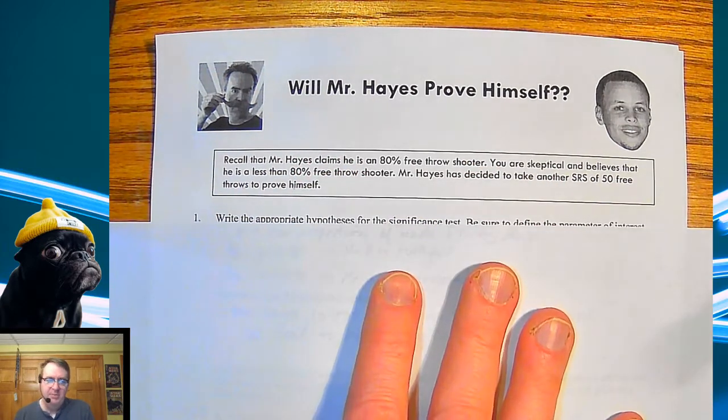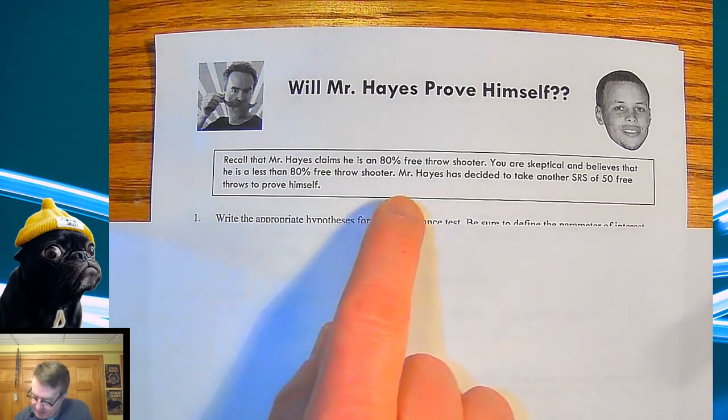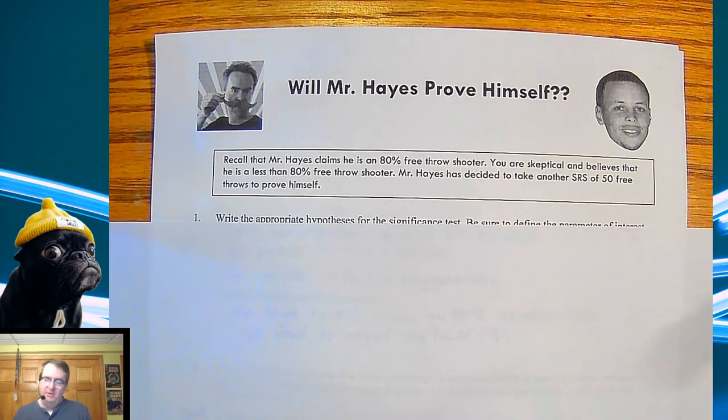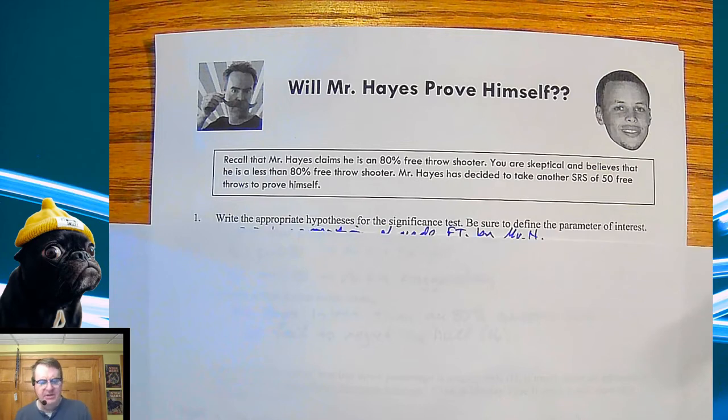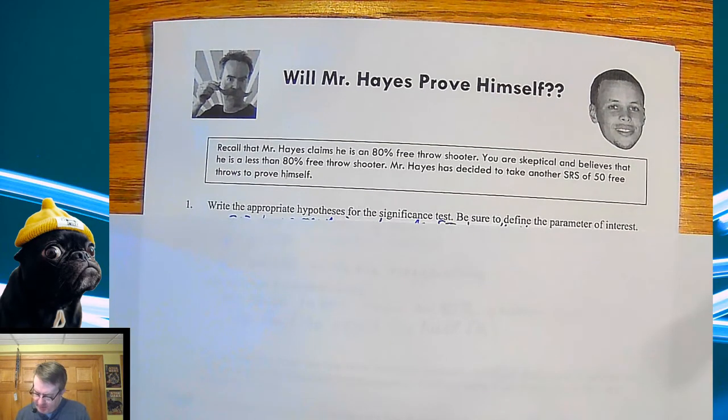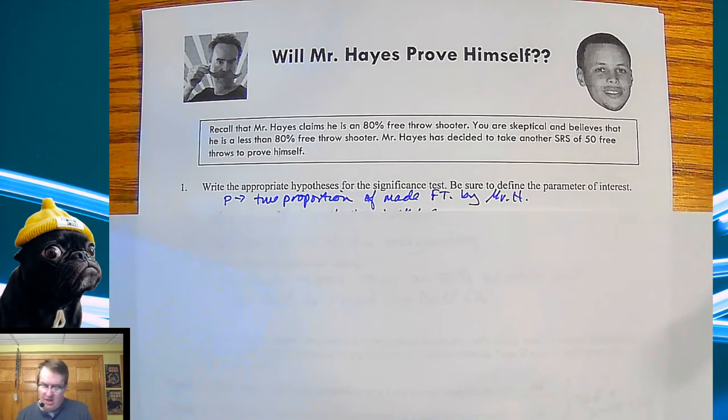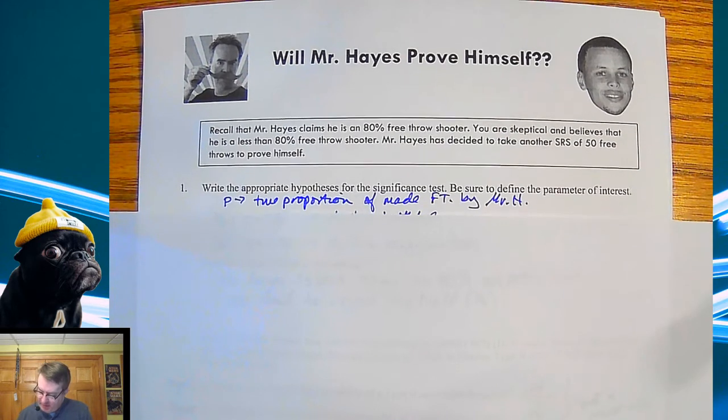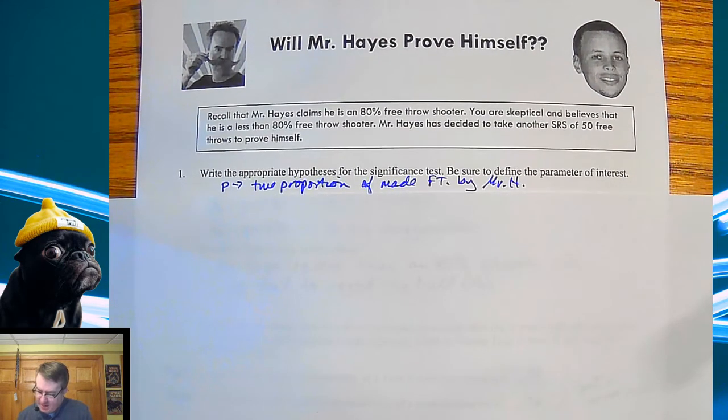I'm saying I hit 80%. You guys are skeptical. You think I shoot less than 80%. I think it was 67% before. So write in appropriate hypotheses for these significance tests. Be sure to define the parameter of interest. So p, the parameter, is the true proportion of made free throws by me, Mr. Hayes.